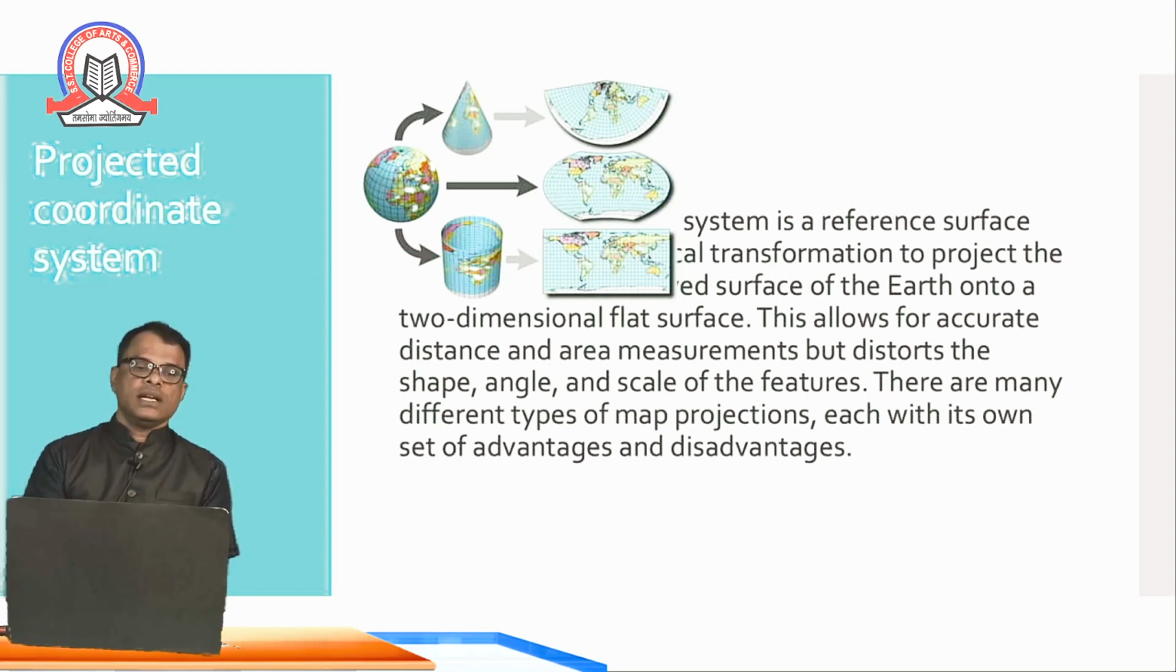As shown in the diagram, the Earth's surface is projected in different ways. You can see in the diagram, each one has its own advantages as well as disadvantages. So the first one is the geographic coordinate system, the second one is the projected coordinate system. We use them to locate positions on the Earth's surface.